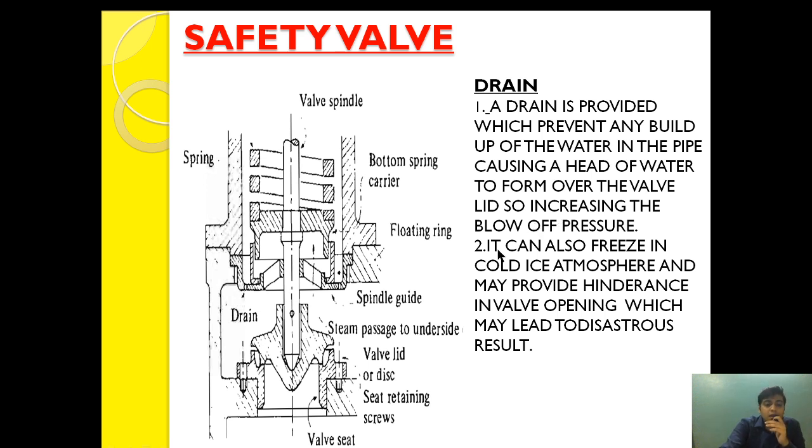The second part is that if we are going to a colder climate, and there is any water accumulation around the safety valve, in the colder climate it will turn into ice, and this ice will hinder the opening of the steam flow whenever there is an excess steam pressure rise. So this drain is provided to drain the water or steam and prevent any ice formation. It can freeze in a cold atmosphere and may hinder valve opening, which may lead to disastrous results. For that reason, a drain is provided.